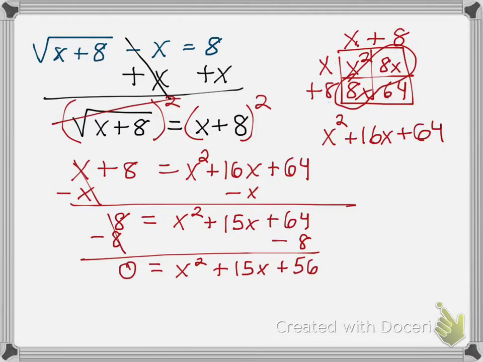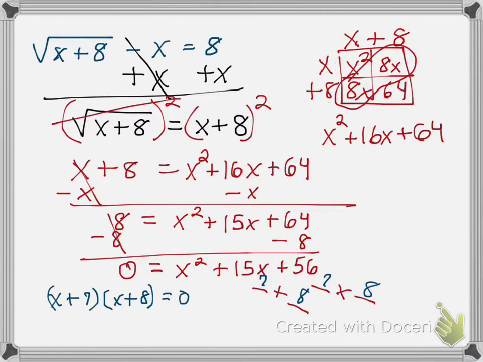And again, since my leading coefficient, or the number in front of x squared, is an imaginary 1, I can do the shortcut way of factoring. What times what is 56, but when you add those same two numbers, you'll get 15? The two numbers that work are 7 and 8. So I'll have x plus 7 and x plus 8 equal to 0.